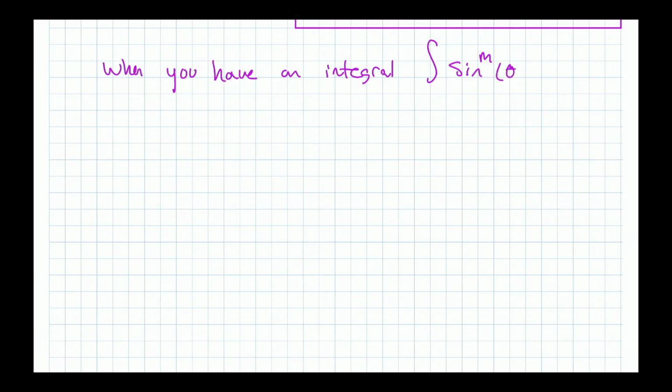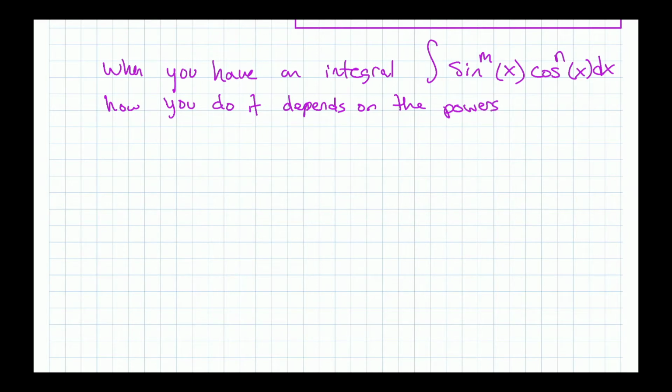So the idea is when you have an integral like this, sine to the m of x, let's just put an x, why not, it doesn't matter, cosine to the n of x, dx, then how you do it depends on the exact powers. All right.